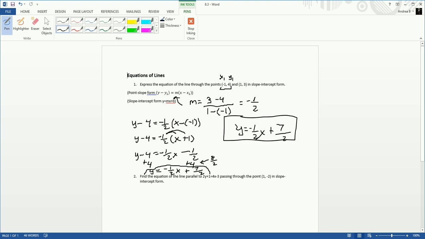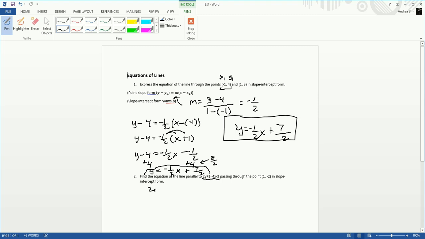And then for number 2, we have to find the equation of a line parallel to 2y plus 1 equals 4x minus 3, passing through the point (1, -2), in slope-intercept form once again. So our final answer, once again, we want in that y equals mx plus b form. First of all, we need to figure out what the slope is of this original line, so that we know what the slope is of our parallel line. To do that, we want to get it in slope-intercept form. We want to get y by itself.